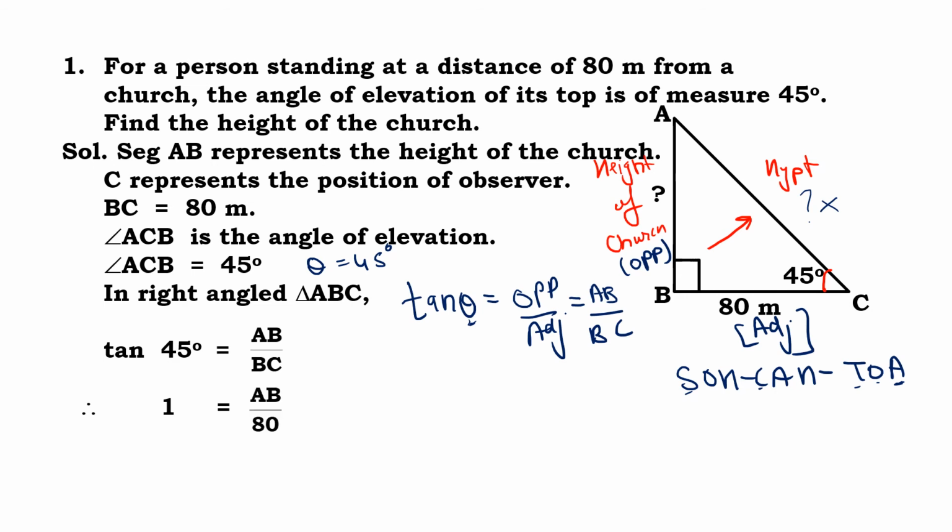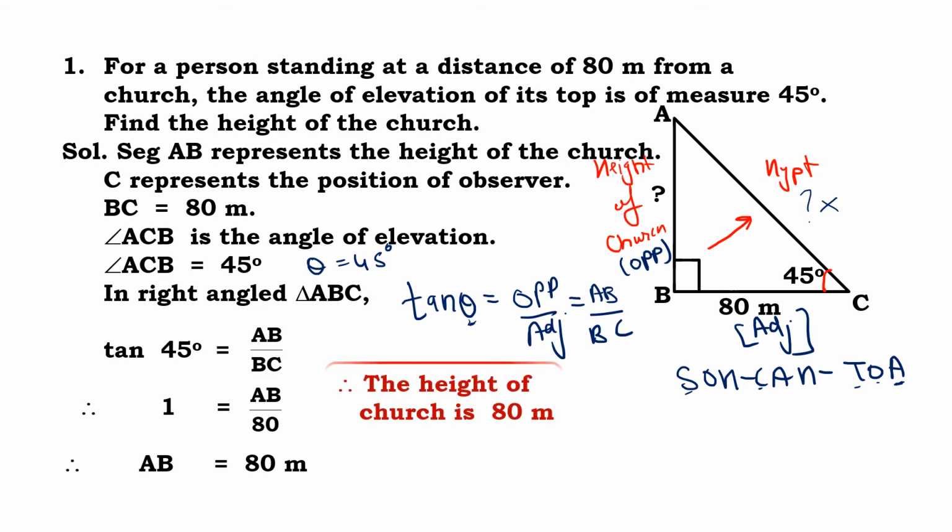So what is AB over here? AB we need to find out, and the BC value is given as 80. When this 80 goes over there, it gets multiplied. So 80 into 1 is 80. Therefore the height of the church is 80 meters. Understood everyone? That was a very easy question.